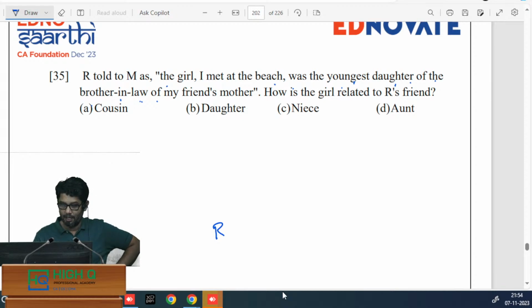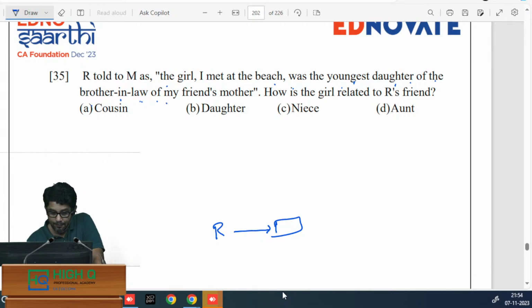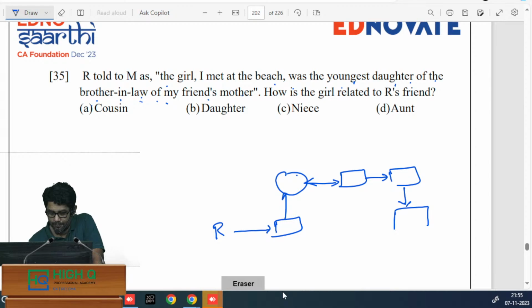How is the girl related to R's friend? Very simple. See, R has got a friend. For example, I'm R's friend. Now look at this. My friend's mother, so my mother. Brother-in-law. What is my brother-in-law? My mother has got a husband and he has got his brother. Next one is youngest daughter. That girl. This is the girl.